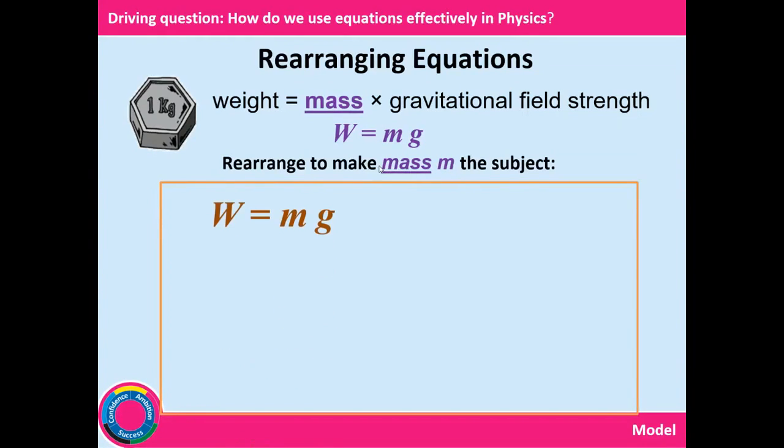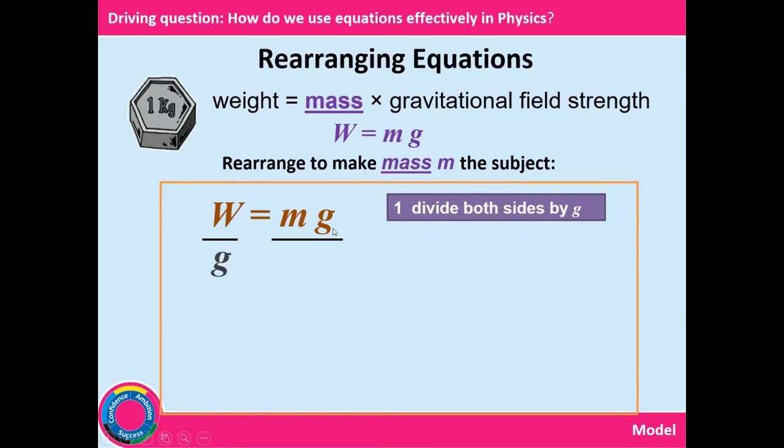As usual, we write the formula down, W equals mg. Again, on this side of the equation, we have m and g, but we want m alone on this side. So we need to get rid of the g. Hence, we have to divide both sides by g. Having divided both sides by g, you'll notice that on the right-hand side of the equation, we have g in the numerator, g in the denominator. So the g's will cancel out.